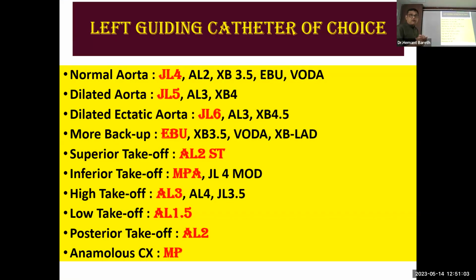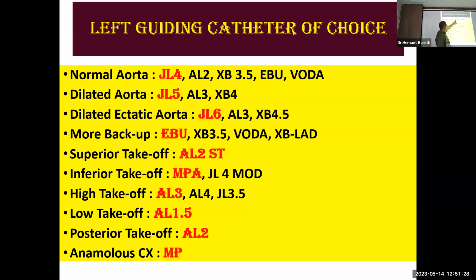So just to summarize now, I think we are kind of ending, and then I will have a small quiz for you, and I will make you select the right guiding catheter. So before I do that, pay careful attention to the catheter of choice for different situations. So if it is a normal aorta, normally the catheter of choice is JL4, but these are the alternate catheters that we might use.